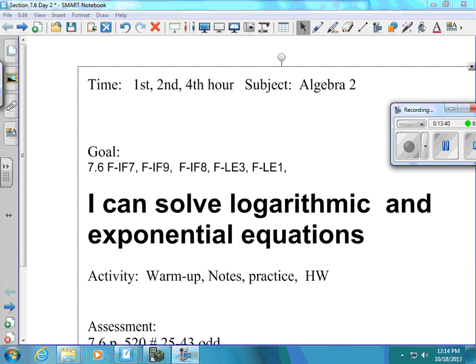So I think we've hit our target. I can solve logarithmic and exponential equations, no problem. We did review the inverse functions as well. So I think we are all set for those. So bring your notes to class with you, and we'll see you on Monday.